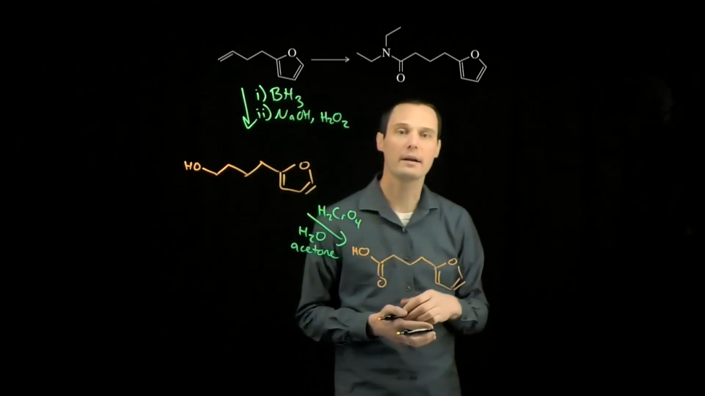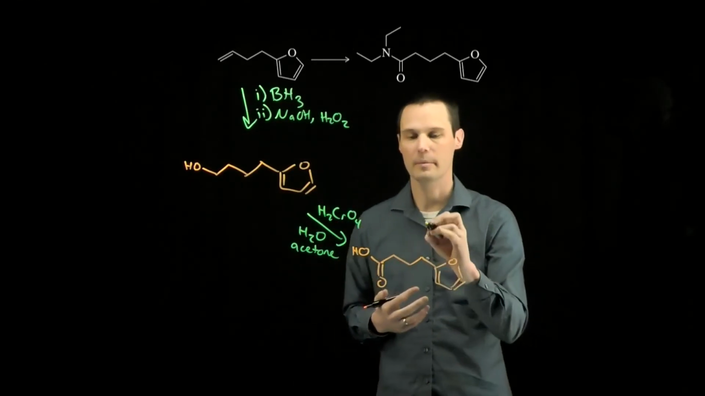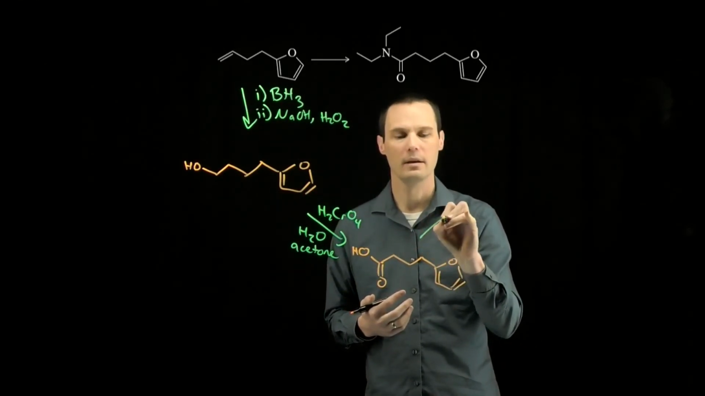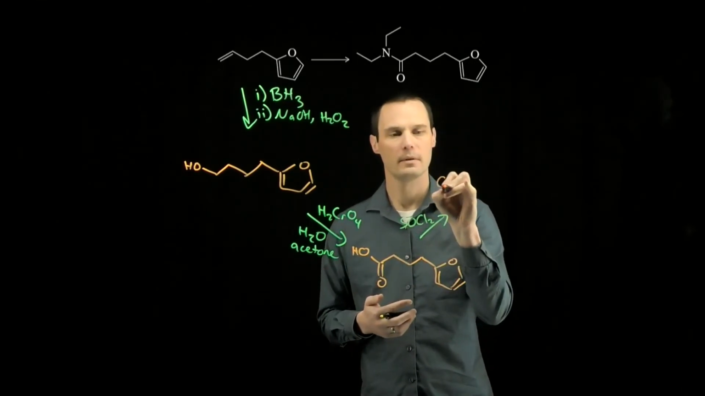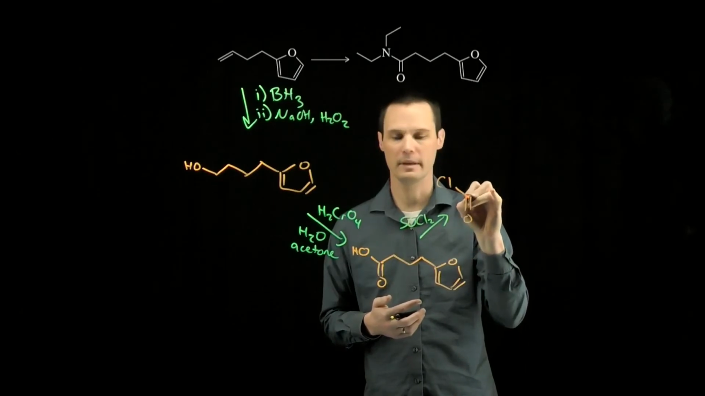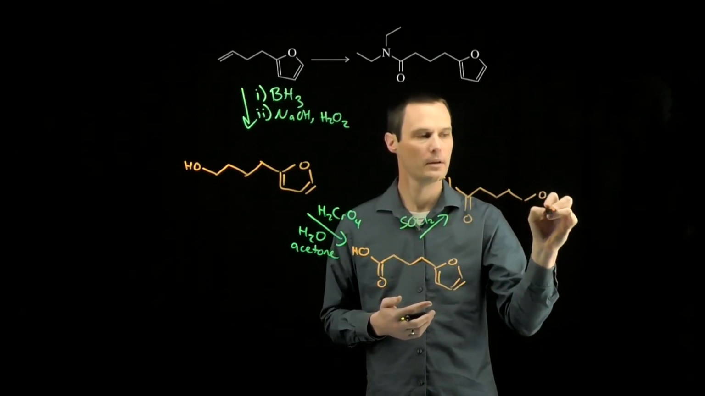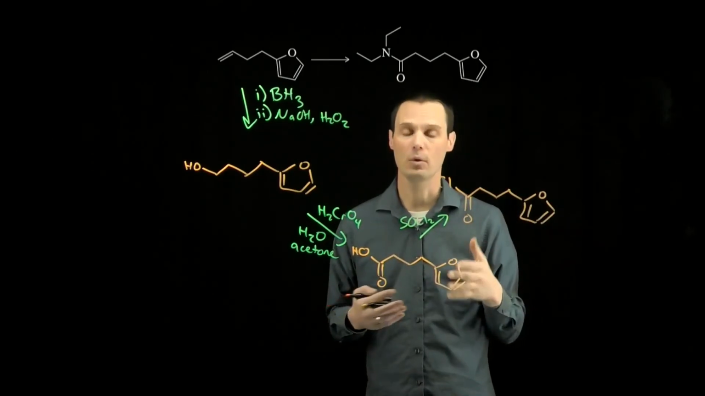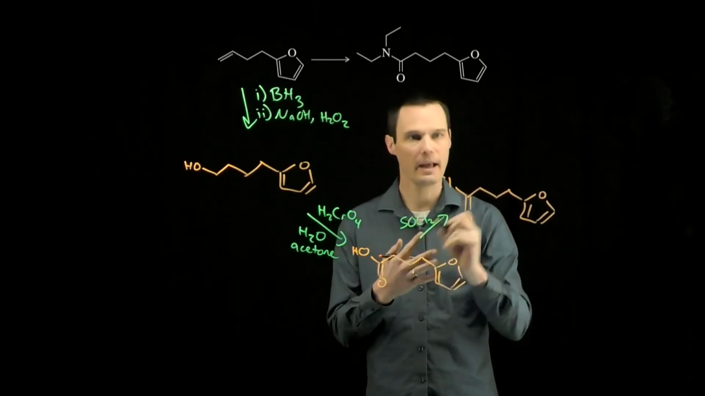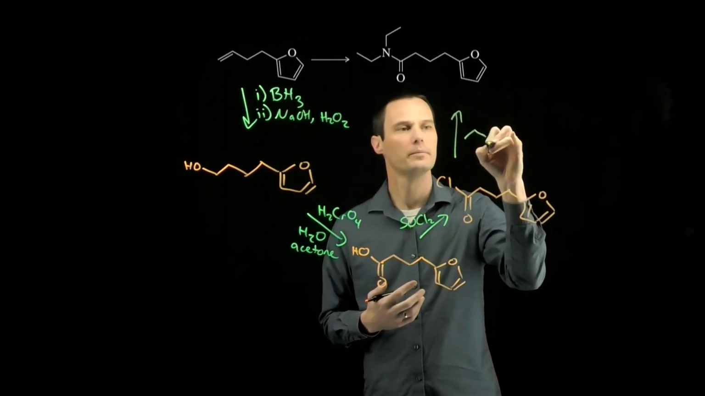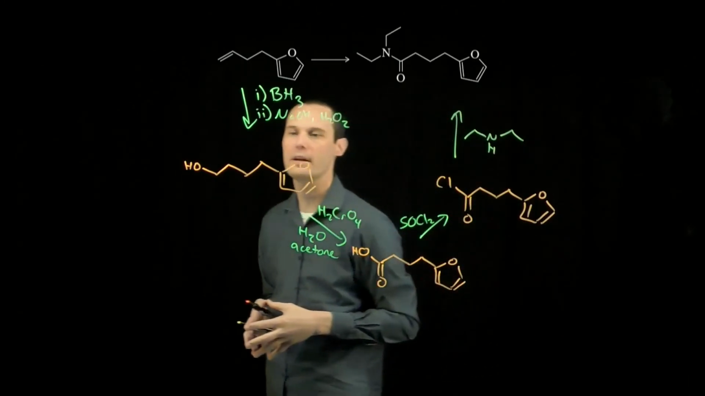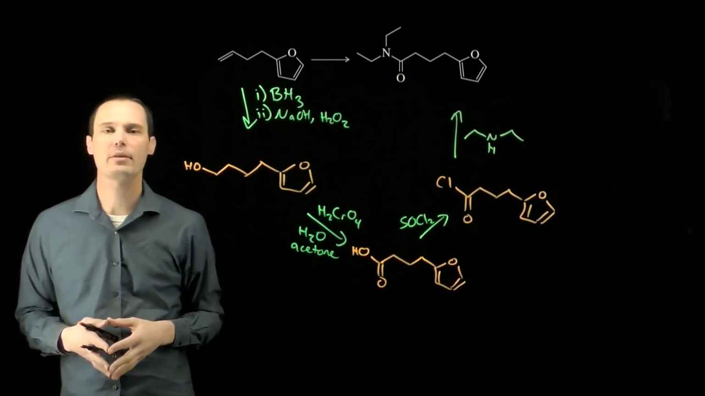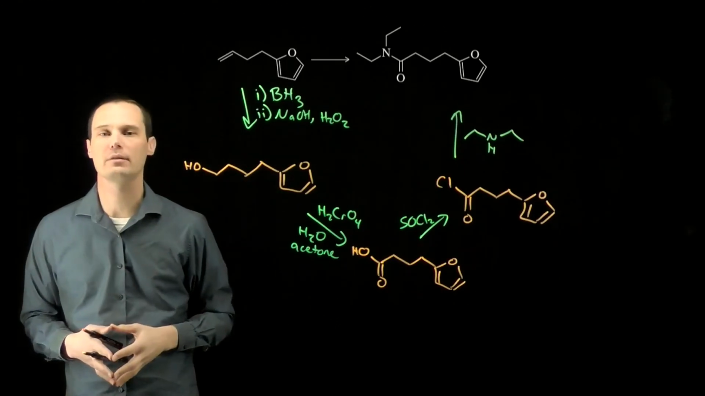Now I can do my carboxylic acid chemistry. I can turn the carboxylic acid into an acid chloride with thionyl chloride. Thionyl chloride turns the carboxylic acid into an acid chloride. And now I can turn the acid chloride into the amide by adding diethylamine. And diethylamine will take this acid chloride and turn it into the amide that I need. So this four-step pathway can synthesize this amide starting from this alkene.